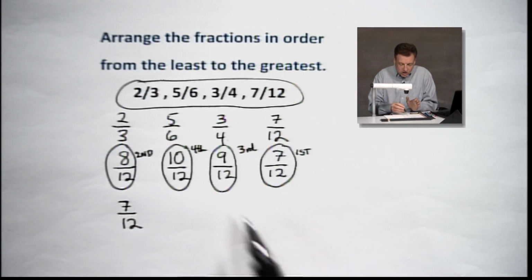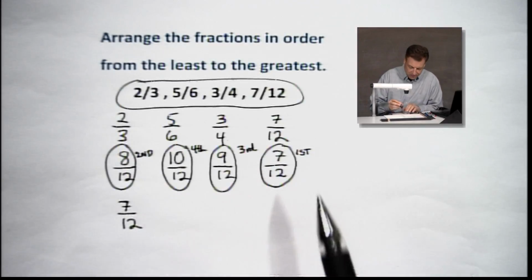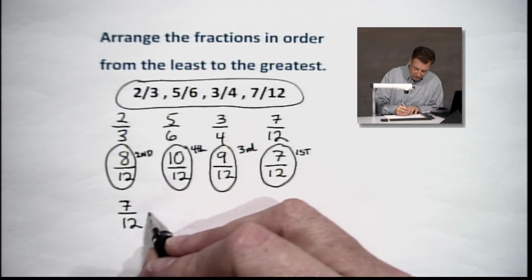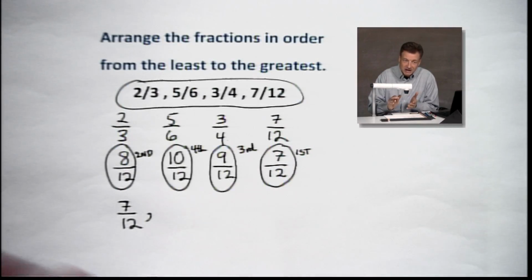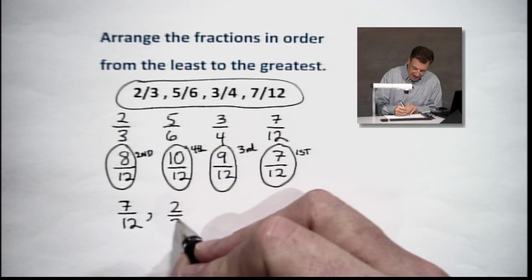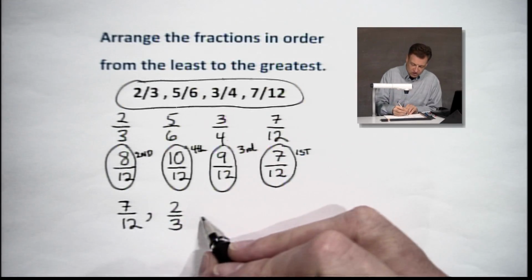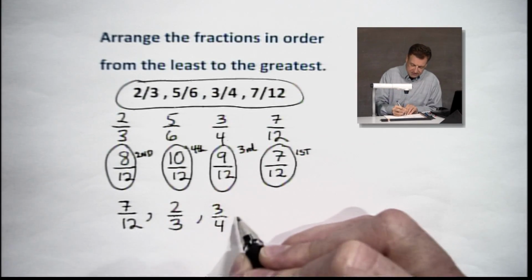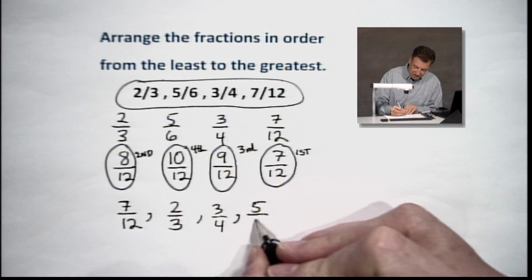Notice, once you get all the denominators the same, then it's easy to compare. It's so easy to compare. So we got a 7/12, and that was what it was originally. So that's why I'm writing 7/12. Now the rest of these I'm going to have to go back to the original fraction. And it looks like 2/3 pops up next. That goes with 8/12. The 3/4 is going to be our third one because it's matching up with the 9/12. So here we go. And last but not least, actually last but greatest, exactly, we get 5/6.